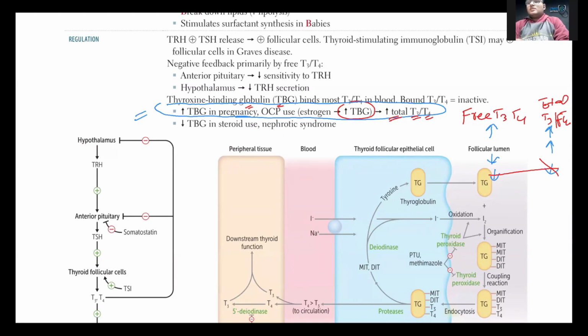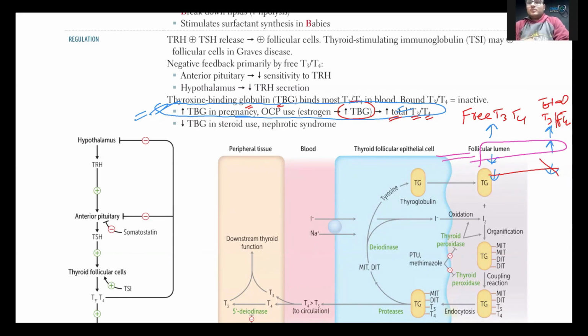Okay. This First Aid is a Bible. It has more than 1 million pieces of knowledge. Every word, every concept, every line is an MCQ. There is just one line written, but there are 5 or 6 MCQs from it. Now, why is this answer right? Why does it say decreased free T3, T4?